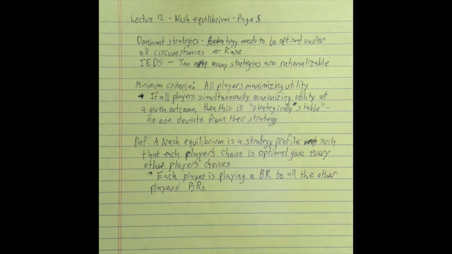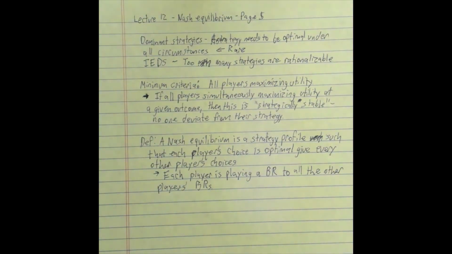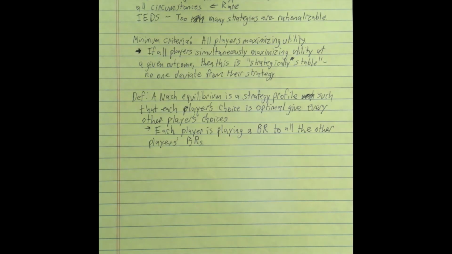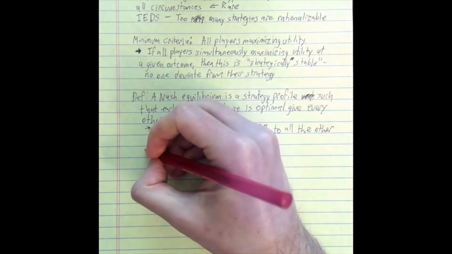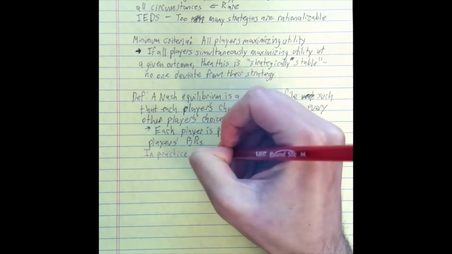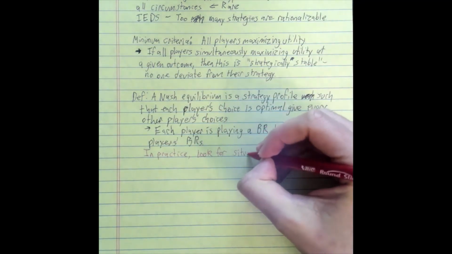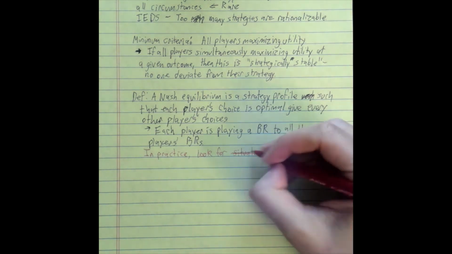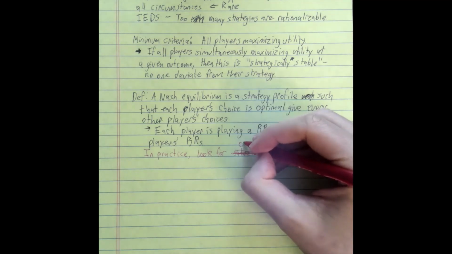So in order to find a Nash equilibrium, what we want to do is look for outcomes where both of player one's and player two's strategies are underlined.